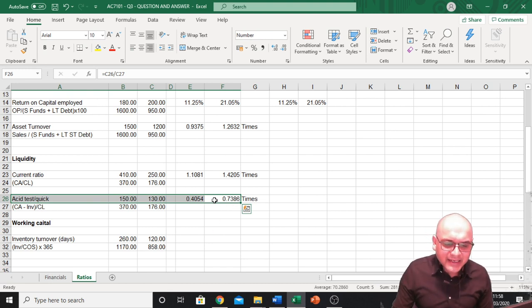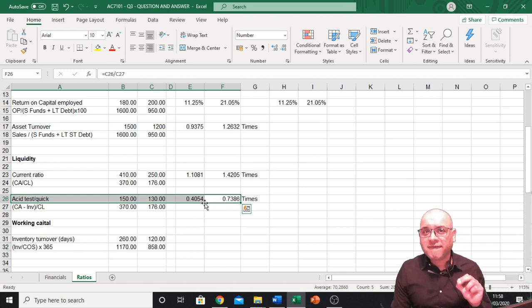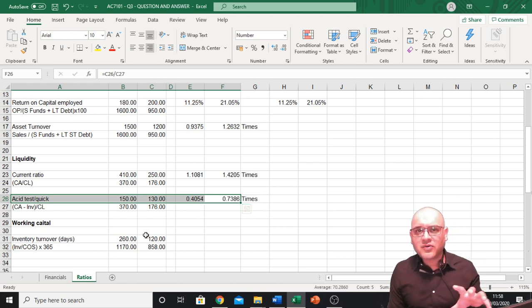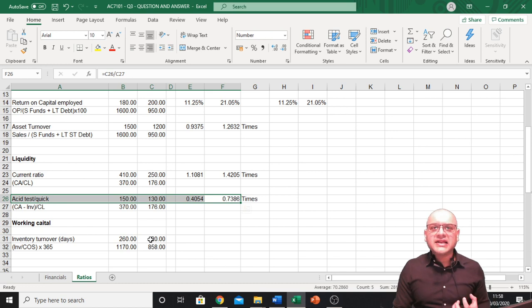When we do that, the results don't look very good. They don't have enough cash right now to pay the bills if they fall due. Last year was only 70 pence, this year is only 40 pence. So for every £1 worth of liability, they have only 40 pence worth of highly liquid assets available. That is cash and that is receivables.